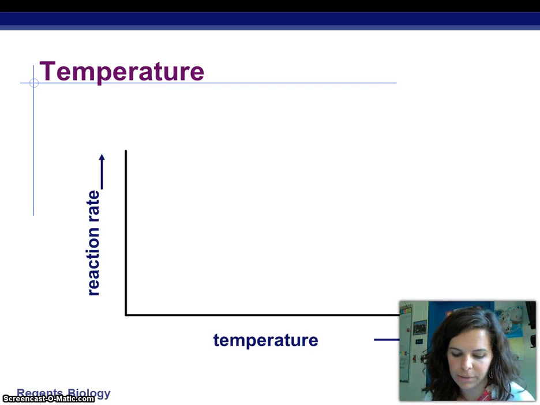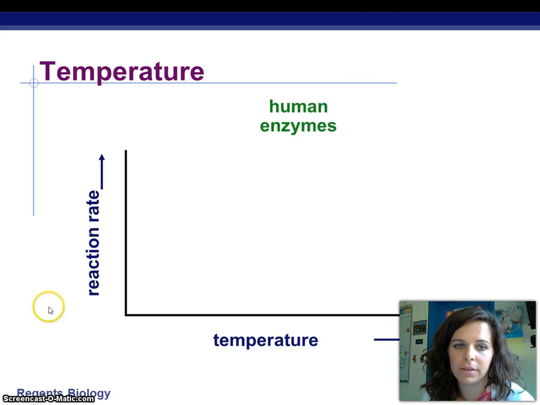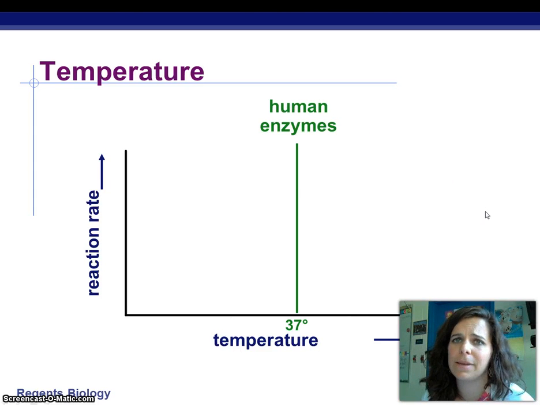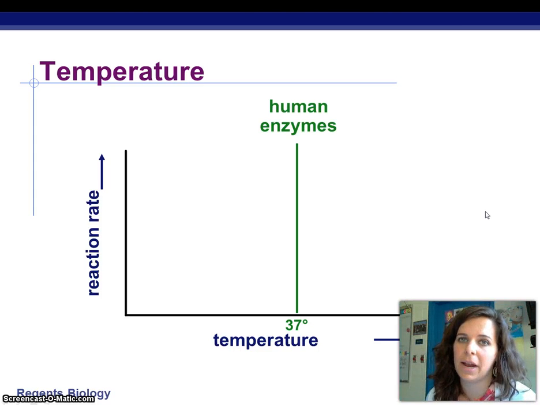Okay, so we need to describe what's happening here on your note sheet. So we have our reaction rate on the y-axis, and the x-axis has the temperature. Now we're talking about human enzymes here. So our ideal is going to be 37 degrees Celsius, which is body temperature.